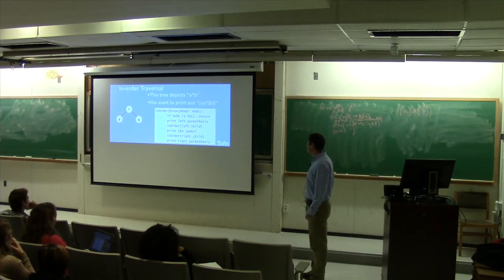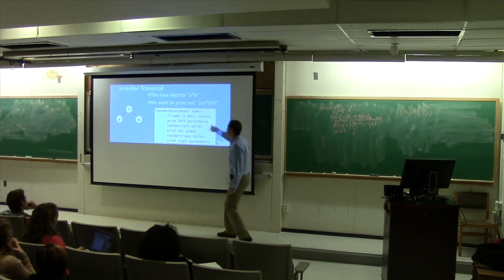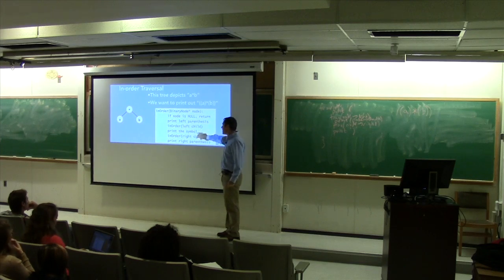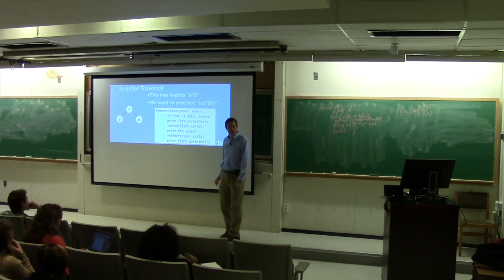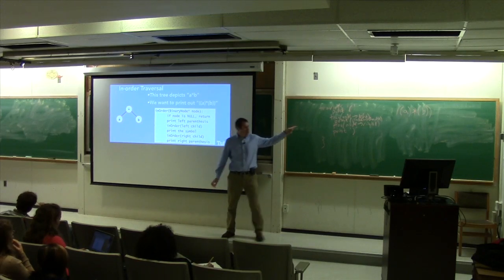I called this one in order, binary node. We forgot our base case. Right? Our base case is if node is null, return. We always got to remember that. So I totally forgot that. Print left parentheses, left child, print the symbol, right child, print the right parentheses. OK, good. This is overdoing it a little bit.